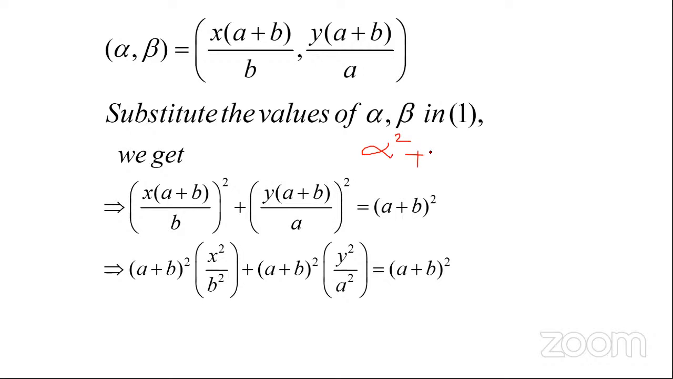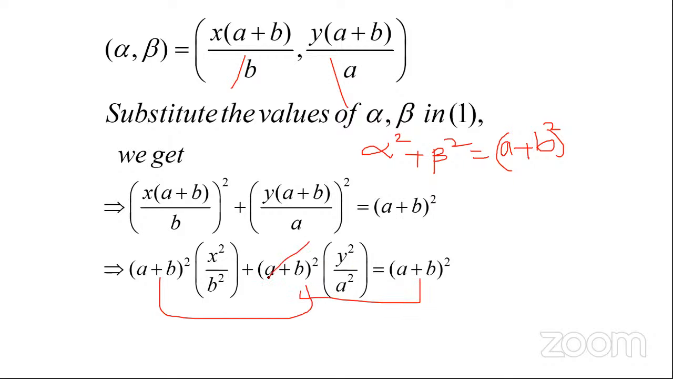Equation 1: alpha square plus beta square equal to (a plus b) whole square. Then substitute the values. This is the alpha value, this is the beta value. Then x of (a plus b)/b whole square plus y of (a plus b)/a whole square. Just simplify that. I'm taking (a plus b) whole square common. I will get x square by b square, and from the other term also y square by a square. So you have to take (a plus b) whole square common.